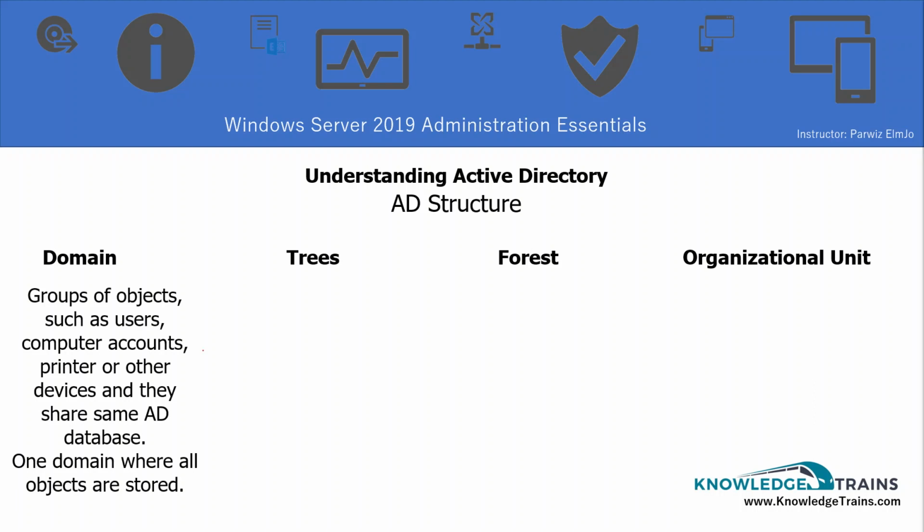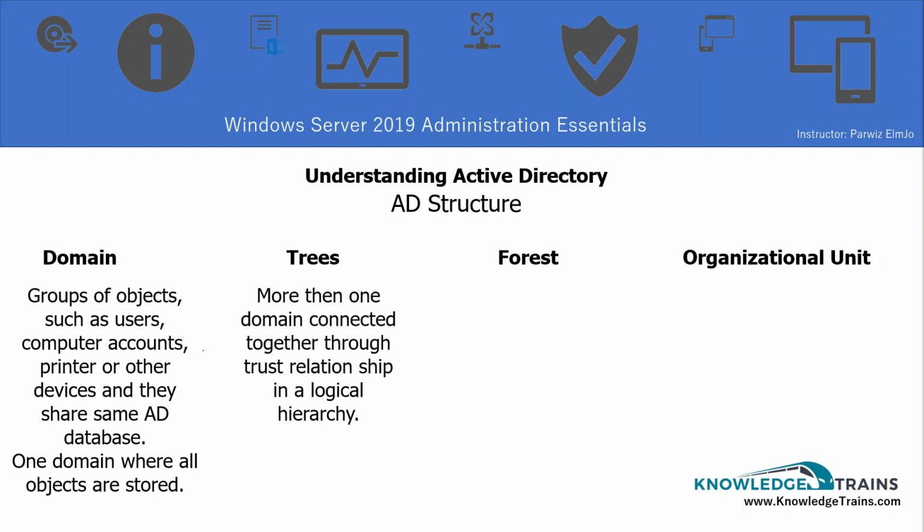Another concept of the Active Directory structure is trees. Whenever we have more than one domain connected together through a trust relationship in a logical hierarchy, that is called a tree. For example, if I draw something here, I have a domain. This is called knowledge trains, and this is knowledgetrains.local.